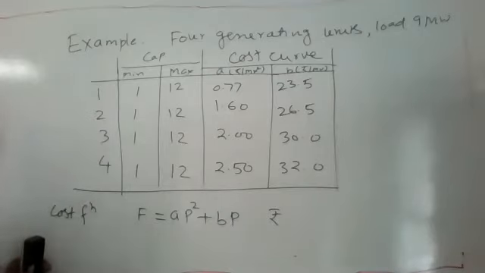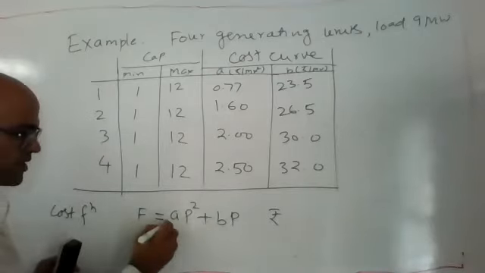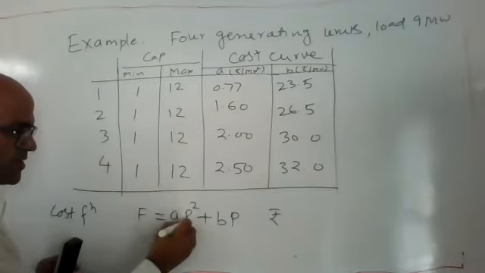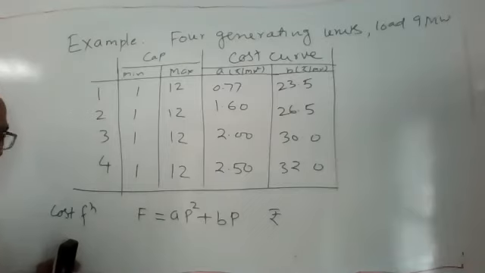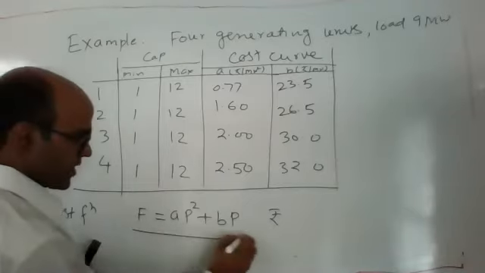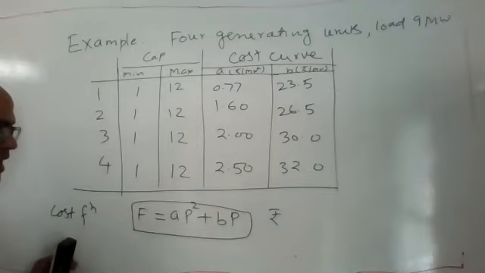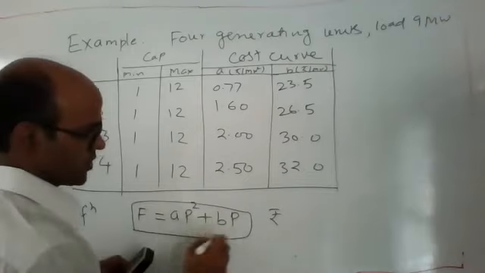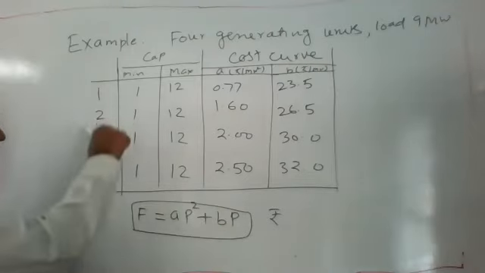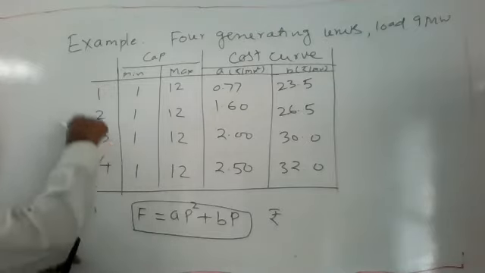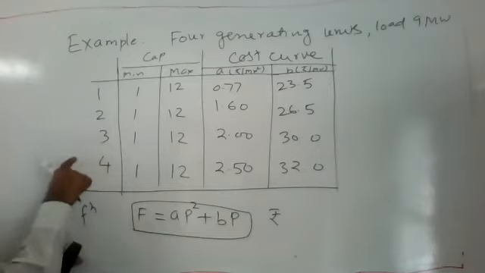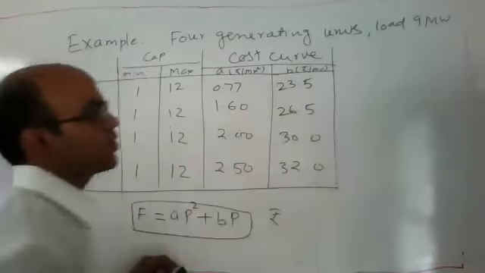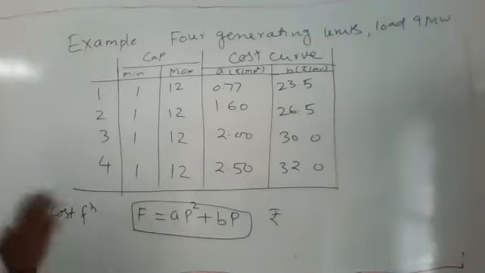The cost function is f equal to A P square plus B P. By this function we can find the cost, and we have to minimize this cost. We have to operate these units in such a manner that the 4 generators satisfy the 9 megawatt load. So you have to note this table, this is the given data.